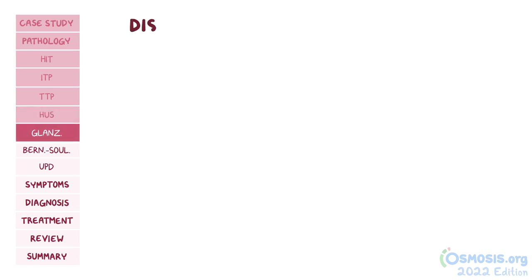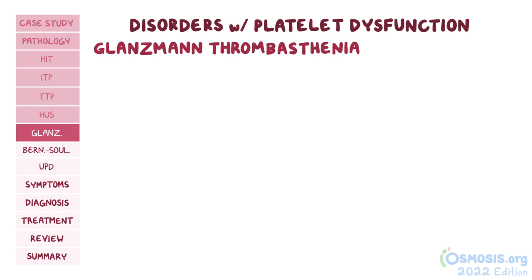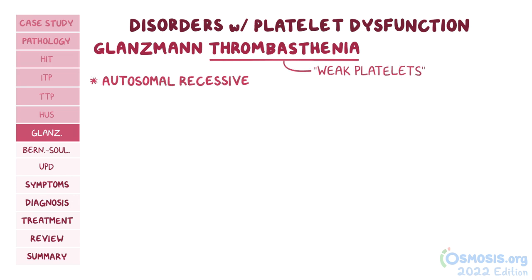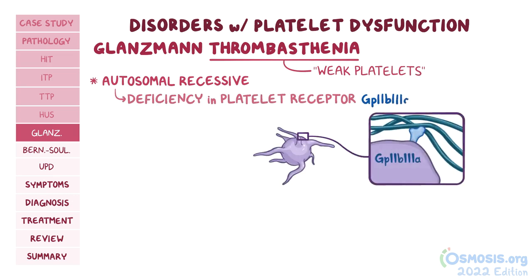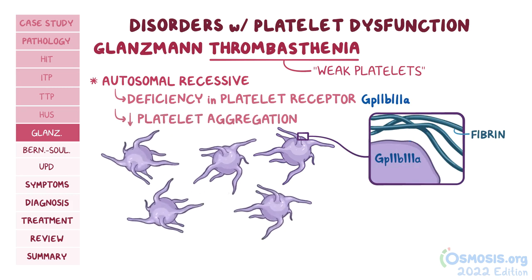Alright, now let's move on to disorders with platelet dysfunction. Glanzmann thrombasthenia is an autosomal recessive bleeding disorder. The term thrombasthenia literally means weak platelets, and it's caused by a deficiency in the platelet receptor GP2B3A, which is necessary for platelets to stick to each other via fibrin. So even though platelet count can be normal, there's diminished platelet aggregation.